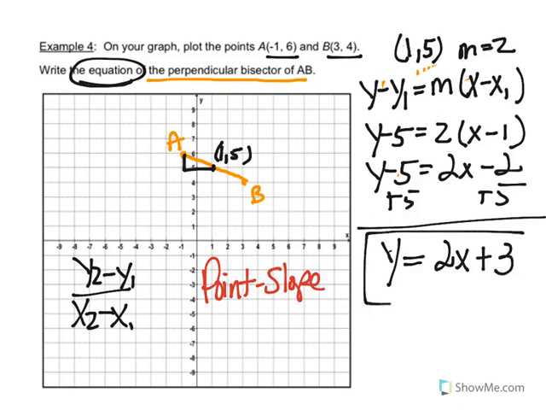That is the equation of the perpendicular bisector to this line right here. So I'm not drawing it in there very well, but you get the drift, right? That's where it's going to be. Okay, I think that's it.